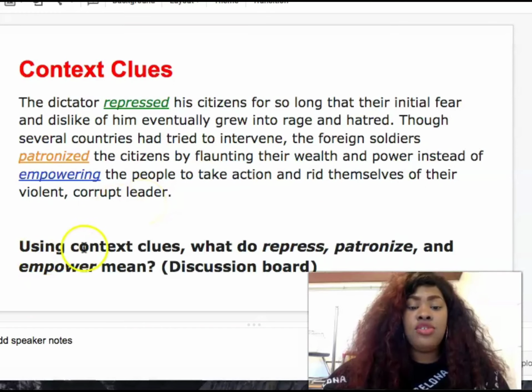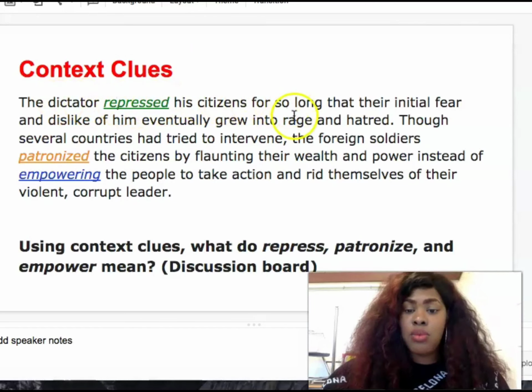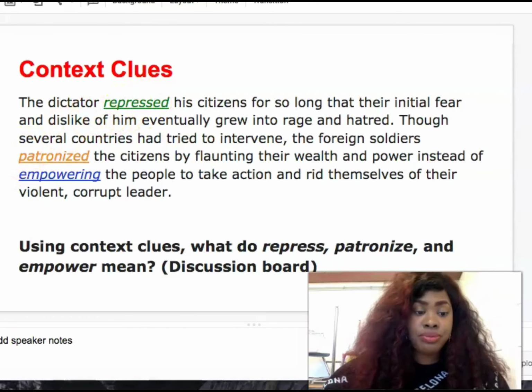So I want you guys, using context clues only, what do the words repress, patronize, and empower mean? I want you to put these in your own words because you should not be using a dictionary. Remember our outside-in strategy. We look at what's inside of the word a little bit. We kind of look at what's around the word a little bit. What are they talking about? To kind of come up with what the text is mostly about, or what the word is, what the definition is.